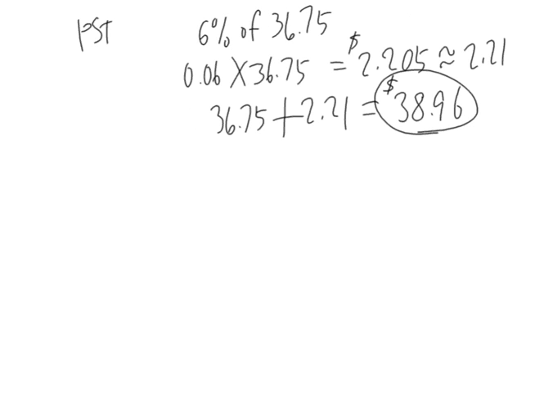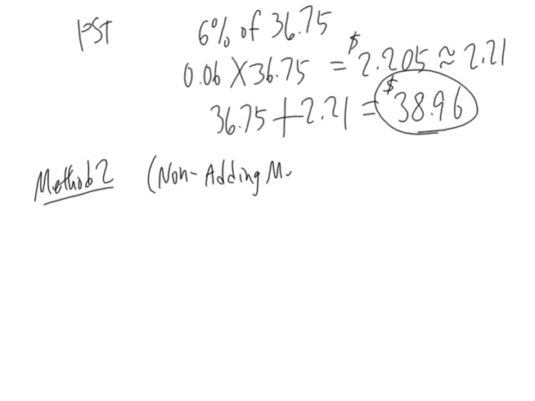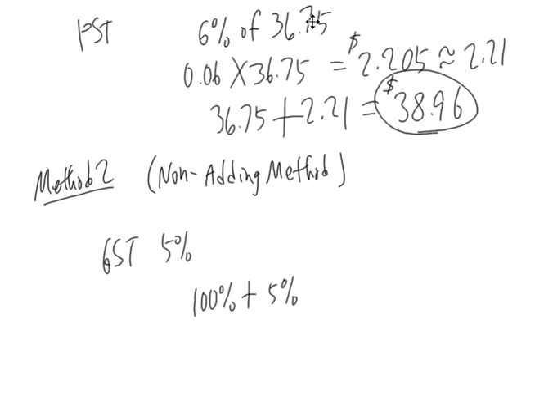But there is an easier way to do it, and that's method 2. Method 2 is the non-adding method. It's a little confusing. I'll try and explain it as best I can. So the first thing is your GST, and that we said was 5%. What we did is we calculated that, and then we added it on to the cost of the backpack, which is 35. So in essence, 100% of the backpack would be $35, and 5% would be the tax.